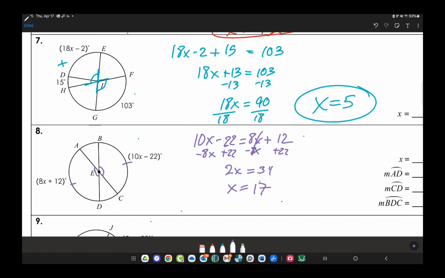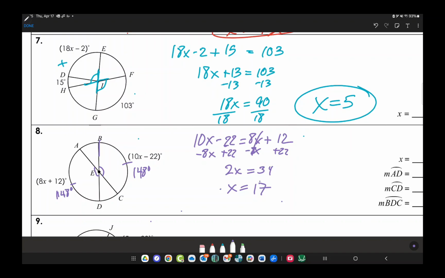Now we can plug this into either one, right? So 10 times 17 is 170, minus 22 is 148. 8 times 17 is what? 136. Plus 12 is also 148. So either way, you plug it in, you should get the same value, 148.